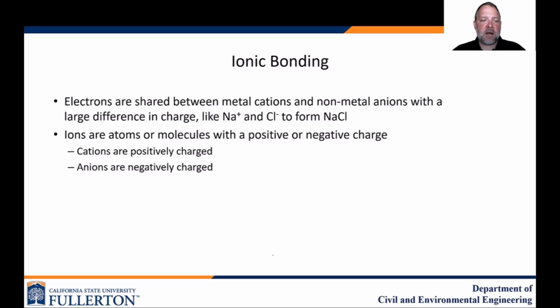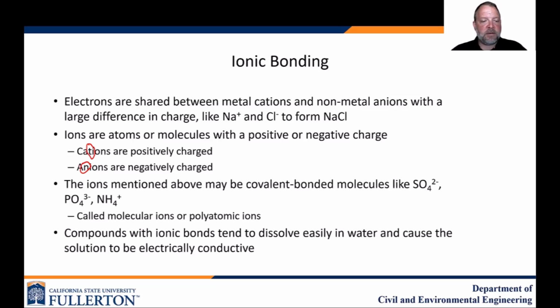Ions are atoms or molecules with a positive or negative charge. So anything that's charged could be called an ion. Cations are positively charged, anions are negatively charged. I remember which one's which by looking at this. So a T kind of looks like a plus sign, so positively charged, and an N is in negative. So an anion is negatively charged, a cation, the T kind of looks like a plus sign.